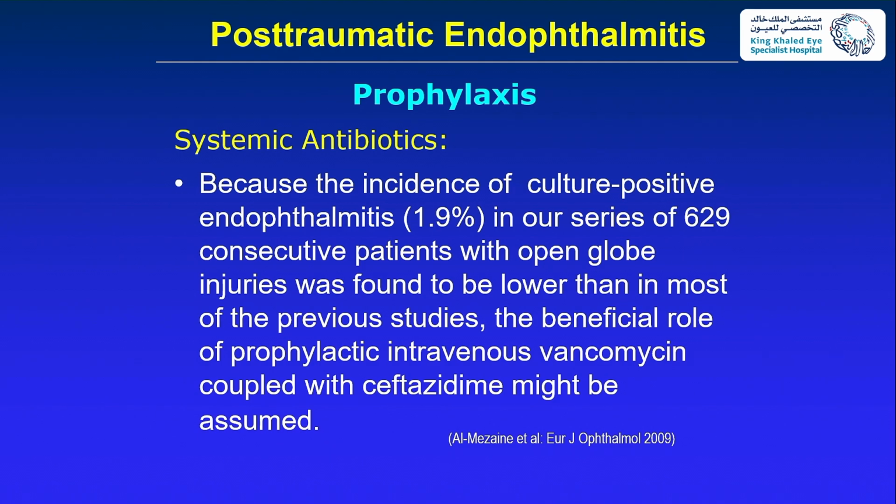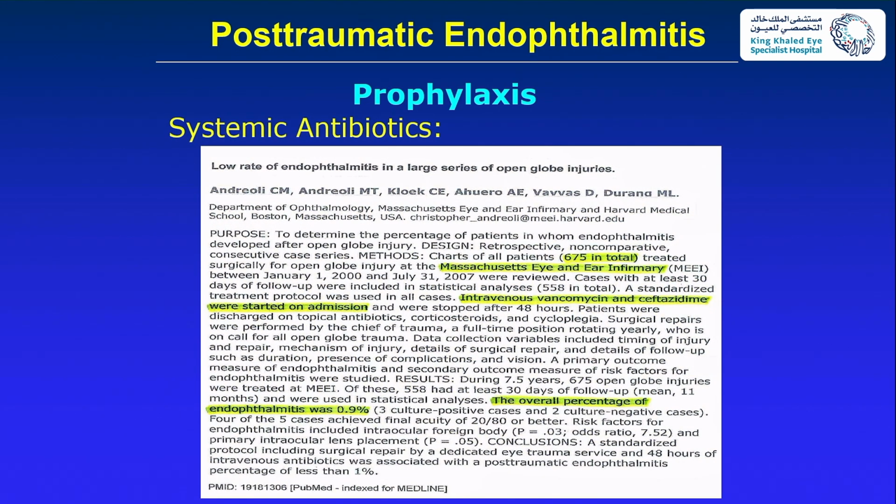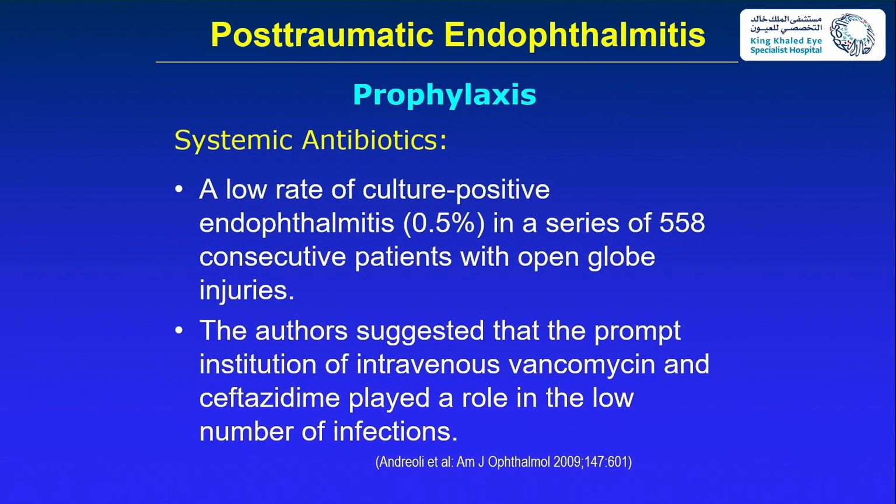This might be the result of the routine prophylactic use of intravenous antibiotics. And then during writing the paper, there was another paper that also documented low incidence of endophthalmitis, and they attributed this to the use of intravenous vancomycin and ceftazidime. That means that prophylactic use of these two antibiotics that provide broad coverage is useful to reduce the risk of endophthalmitis.